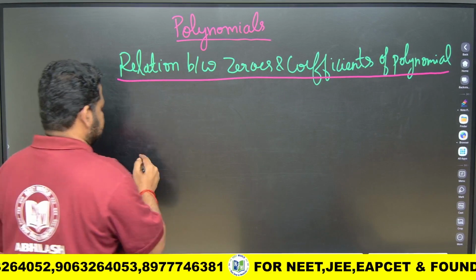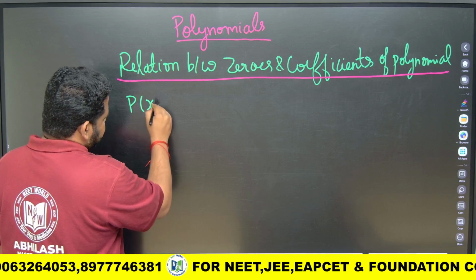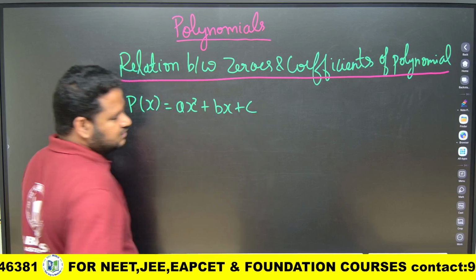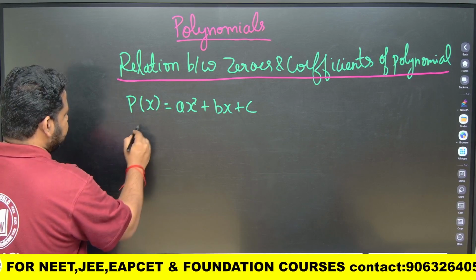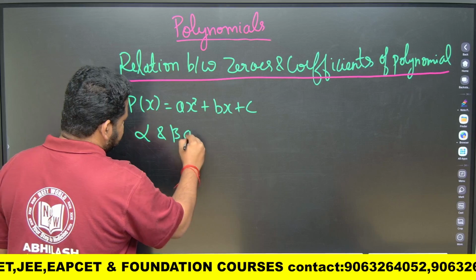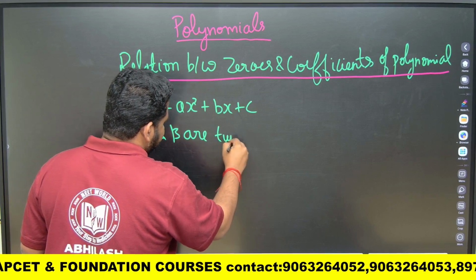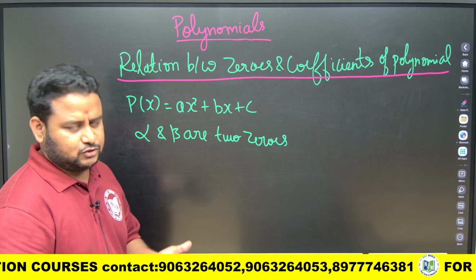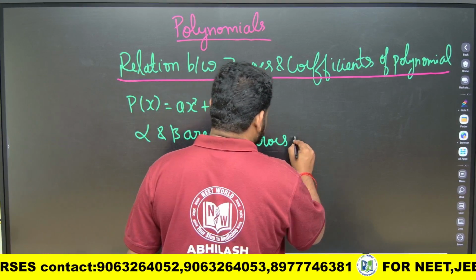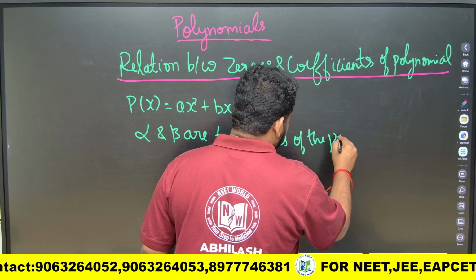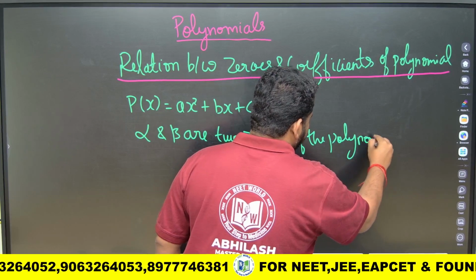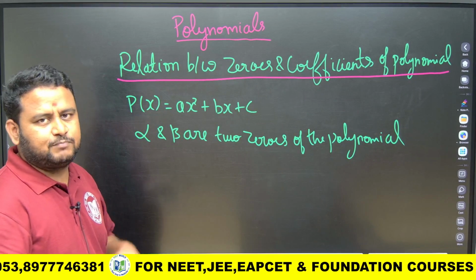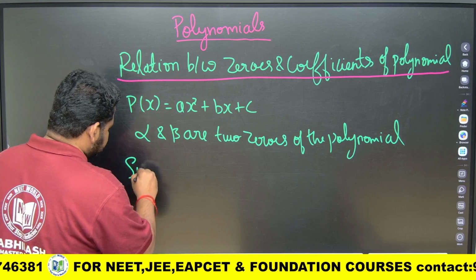So what do you mean by that? If a polynomial is given, p of x is equal to the standard form ax square plus bx plus c. If alpha and beta are two zeros of the polynomial, I am talking only about quadratic polynomial. Later we will discuss cubic also, don't worry. So alpha and beta are zeros of the polynomial. Then we have a relation between zeros and coefficients of the polynomial in such a way that we have sum of the zeros and product of the zeros.